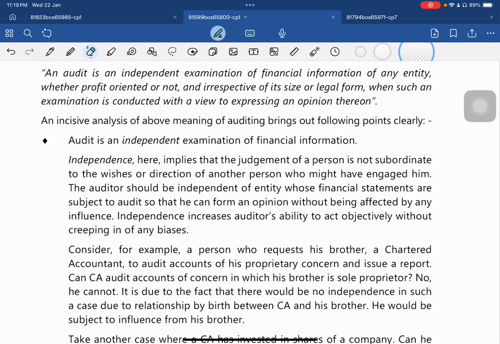There are three types of opinion. I can give you a brief idea. One is unmodified opinion, another is modified opinion, and the other is disclaimer of opinion. Right? So three types of opinion he can issue, after examining the financial statements and the necessary audit evidence which he obtains. On the basis of that, he basically issues the opinion.